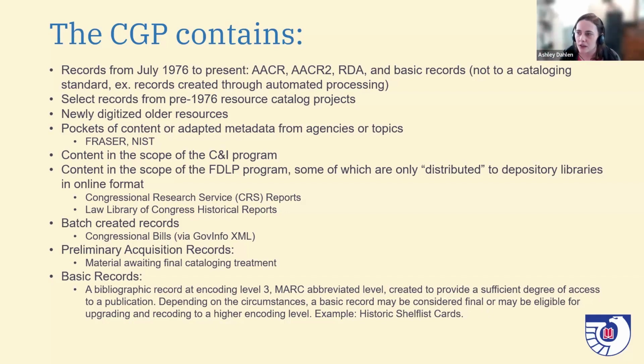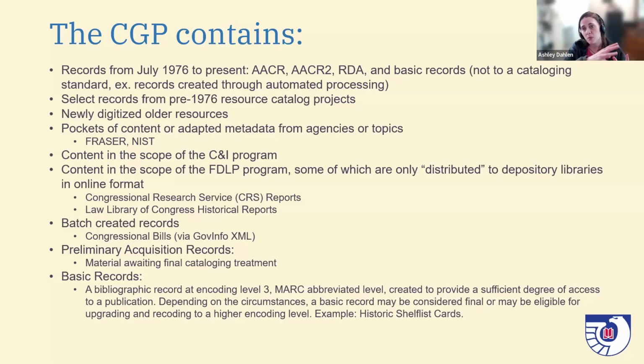You also see things like the Law Library of Congress historical reports is another example of that. Within the CGP, you're going to start seeing a lot more of this, but batch created records. My favorite example is the congressional bills, where we never were able to catalog congressional bills before because of the volume of them created.